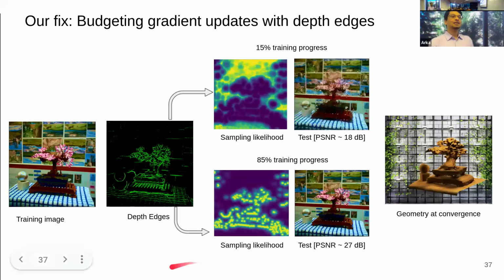Yes, Oliver. I was just wondering with the sampling like this, why does it identify points in a scene? Why is it not full edges that it's sampling? So what Oliver is asking is why is the sampling likelihood on points here and why not just whole edges?